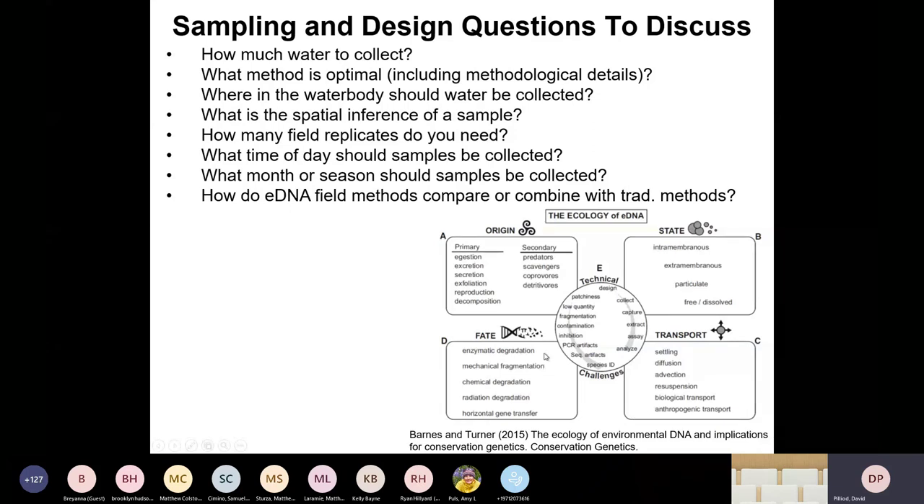And then what's the fate of that in terms of degradation mechanisms, enzymatic or mechanical, chemical, radiation, and then horizontal gene transfer? And all of this, you can think of these technical challenges in terms of design, collection, capture, extraction, assay, all of these elements, and you could read the paper, but I think these are really good things to be thinking about when designing an effective study.